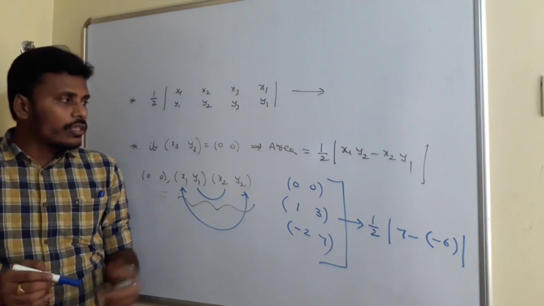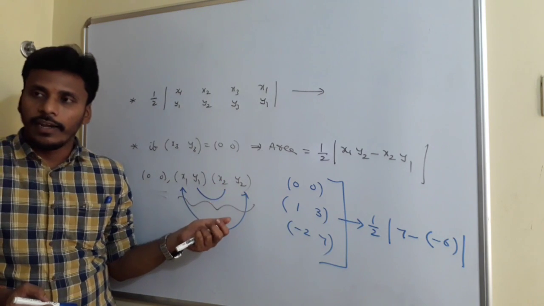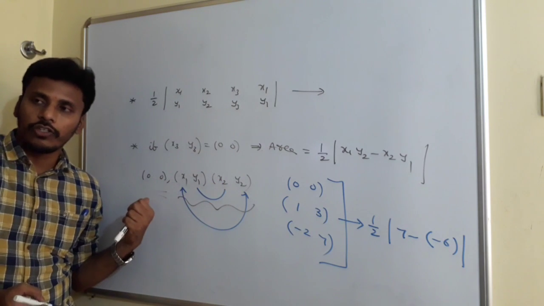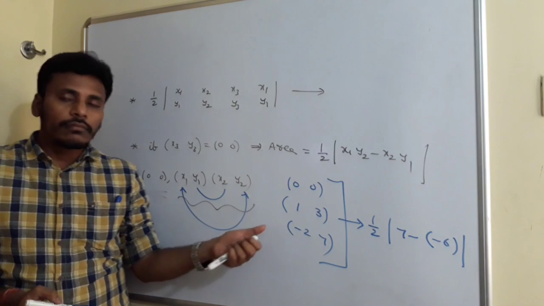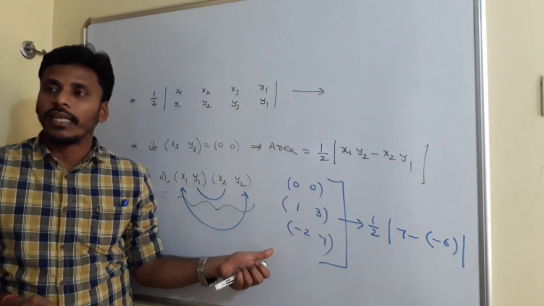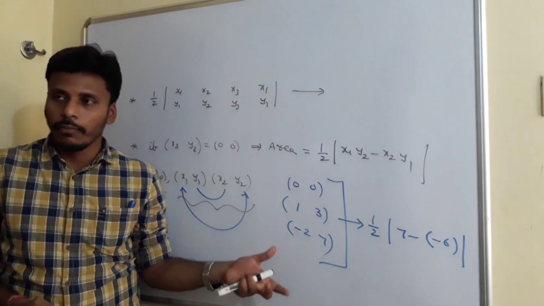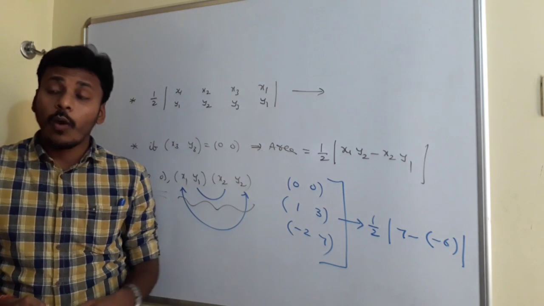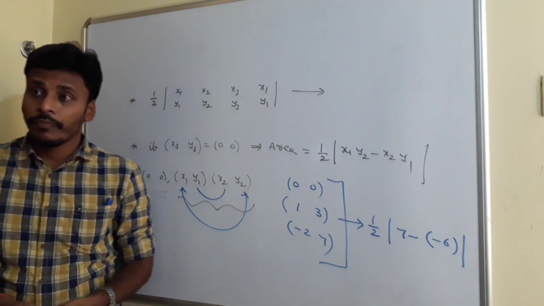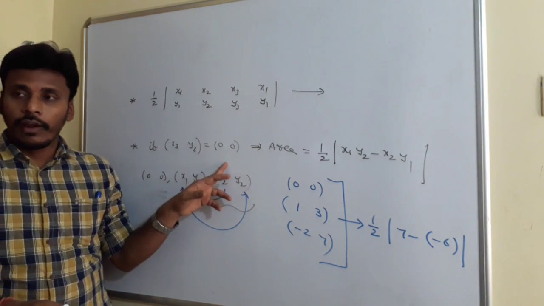So this is one technique to find the area if one point is 0 comma 0, and this technique helps us to find the area in a fraction of seconds. Very simple thing actually, right? And I have one more technique to find the area based on this.